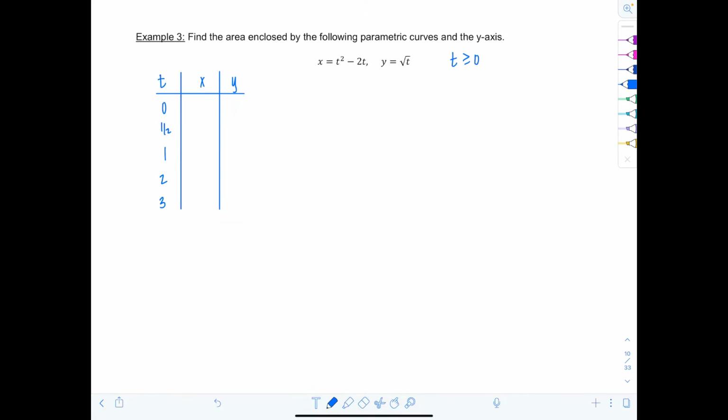Fabulous. Okay, so if t is 0, both x and y are 0. If t is 1/2, x is going to be -3/4. And then I'm just going to approximate this, so y is about 0.7. If t is 1, x is -1, y is 1. If t is 2, x is 0, and y is rad 2, which is about 1.4. And then if t is 3, x is 3, and y is rad 3, which is about 1.7.